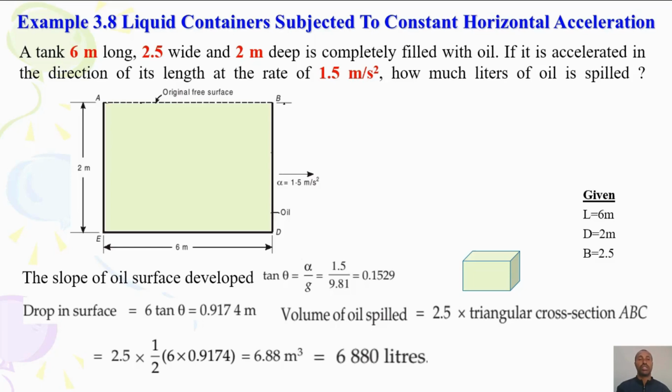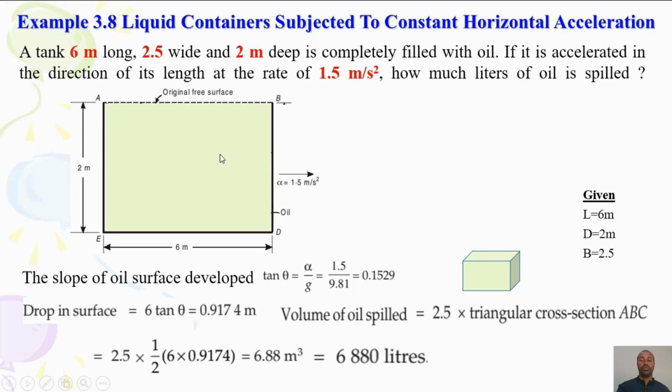The next example is a liquid container subjected to constant horizontal acceleration. A tank 6 meters long, 2.5 meters wide and 2.2 meters deep is completely filled with oil. If the tank is accelerated in the direction of its length, which is this 6 meter length, at a rate of 1.5 meters per second squared, how many liters of oil are spilled? The tank is completely filled at 2 meters, so the volume of oil that will be spilled out will be calculated.